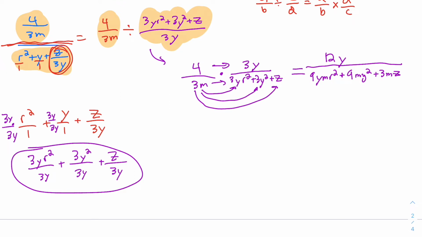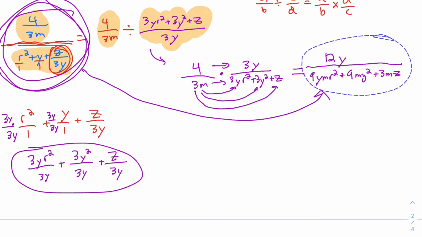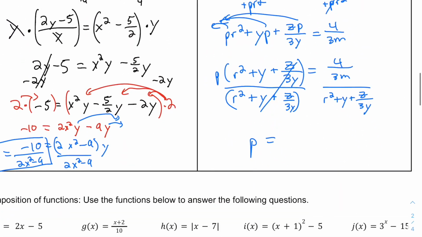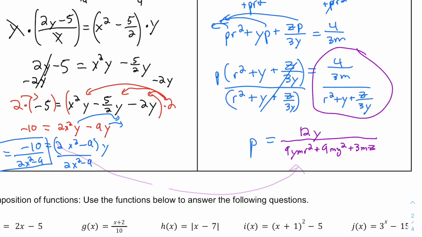So this takes our original 4 divided by 3m all over r squared plus y plus z over 3y, which has parentheses that are implied and that has fractions within fractions, and it turns it into a single fractional expression. So if we go back, and let's copy this. If we go back to solving for p, when we had this whole expression here, yes, that's solved for p, but we much prefer this type of expression right here, where we've combined it all under a single fraction.